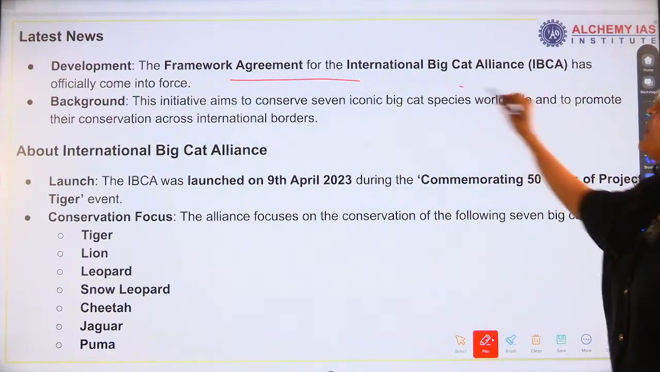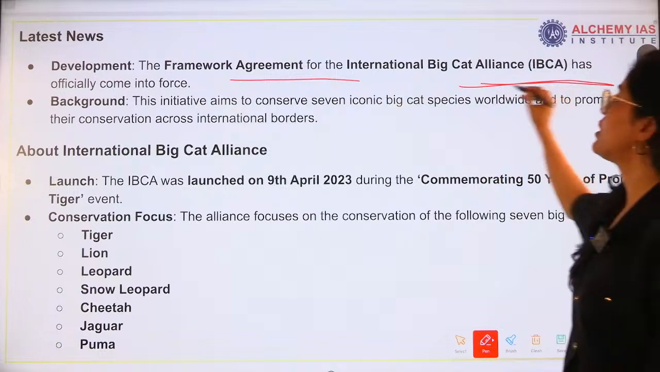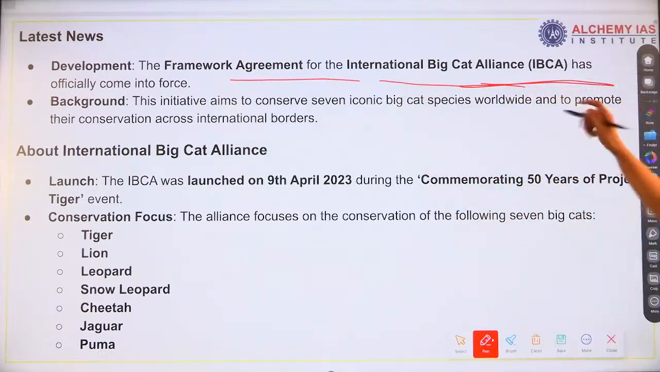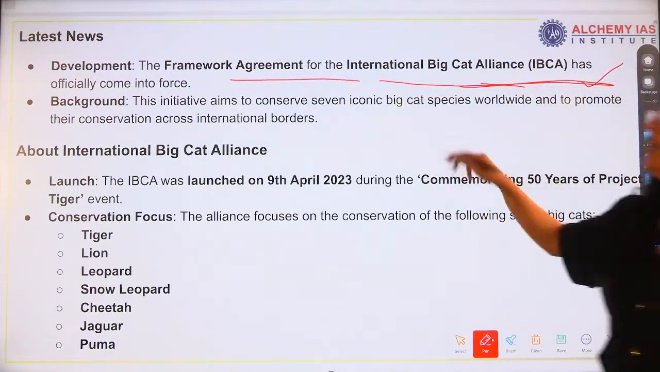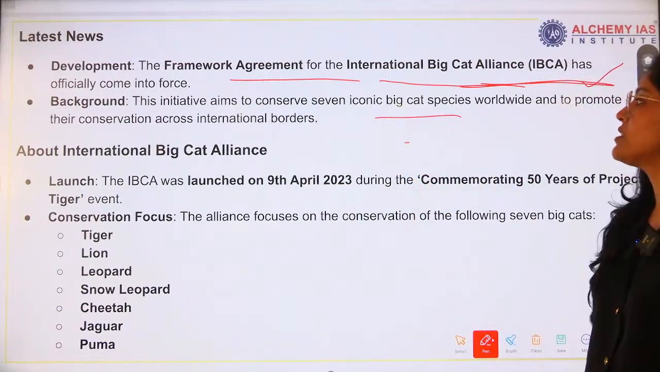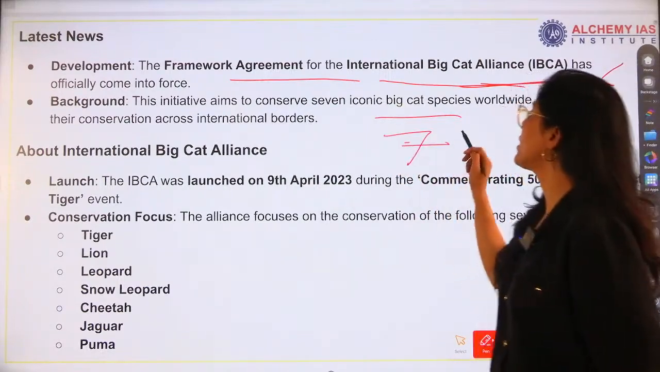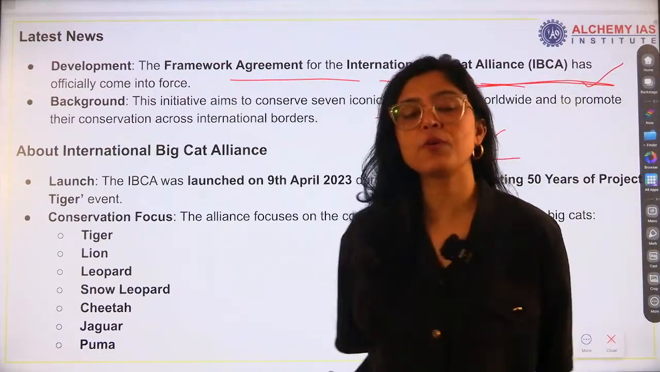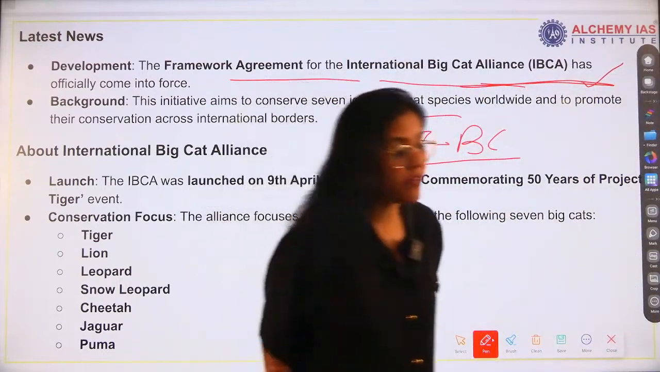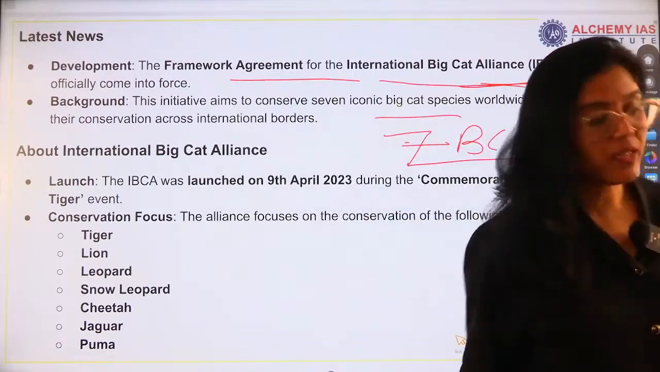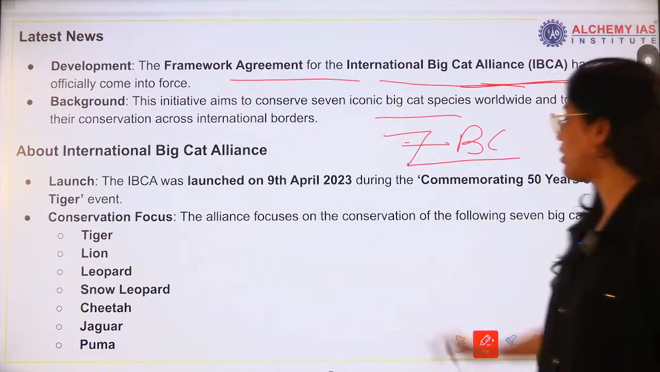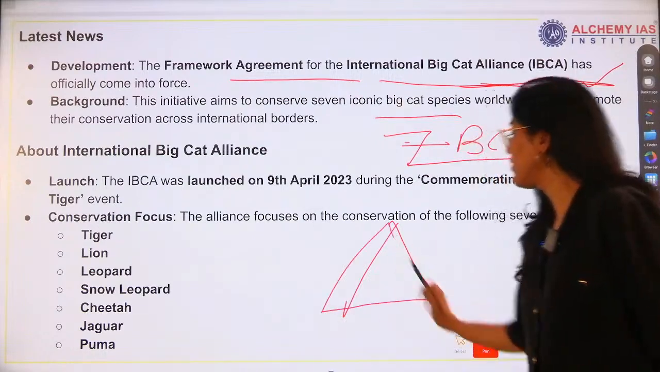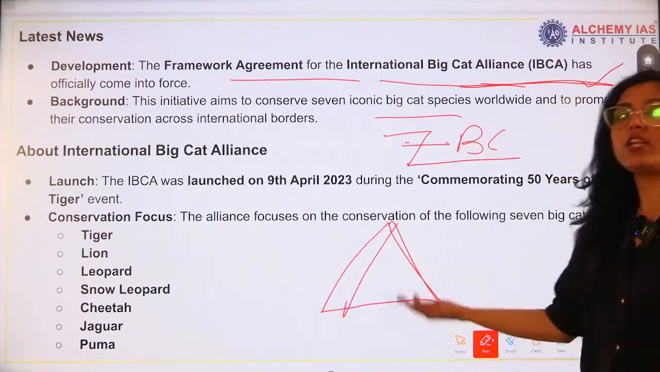Okay, agreement. The framework agreement for the International Big Cat Alliance has come into force, and the initiative aims to conserve 7 iconic big cat species worldwide. Why has this been introduced? Because we will be protecting the big cats, which form part of the food web. Yes or no? The part of the ecosystem.